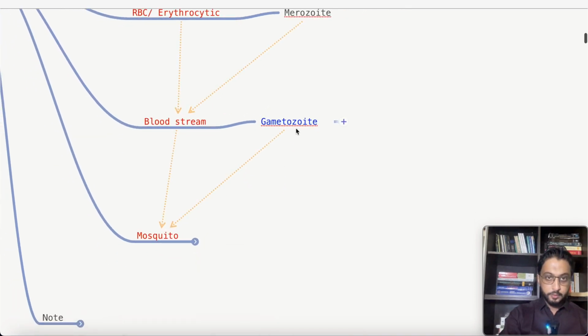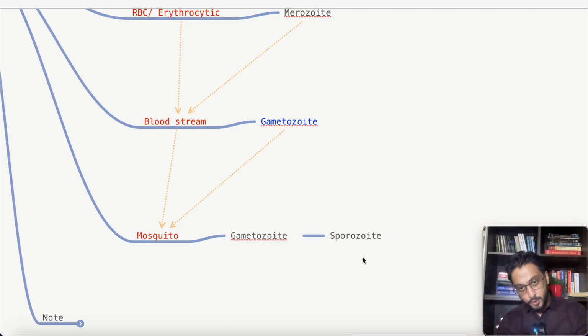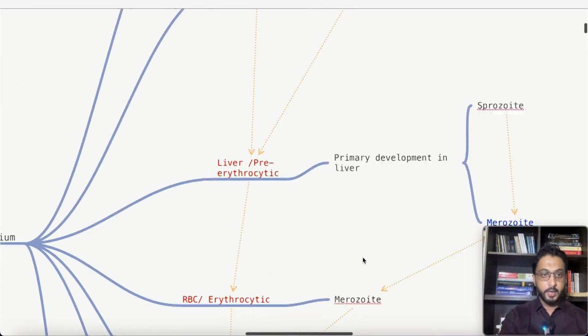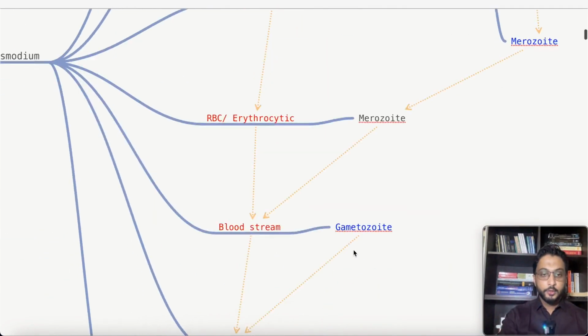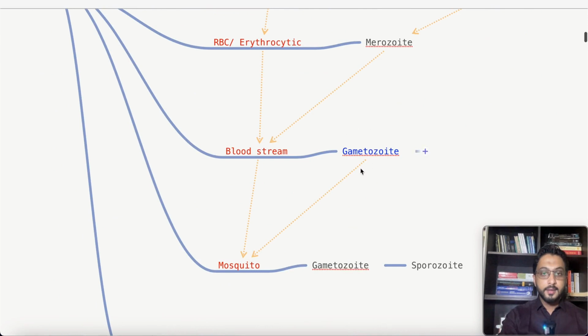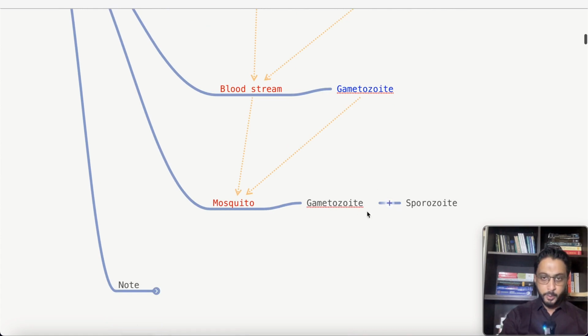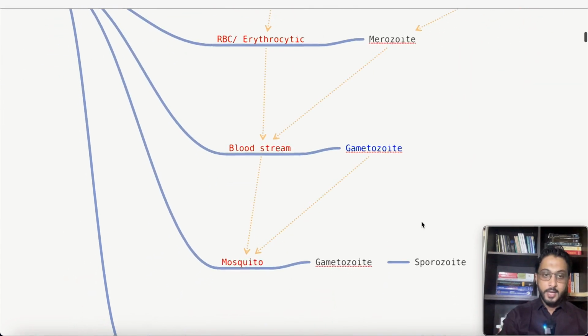Okay, now this gametocyte is being taken by the mosquito. The mosquito bites you, it takes this gametocyte, and this gametocyte then further becomes the sporozoite and the cycle continues. So this is where it all started, sporozoite. So if you can prevent this, or if you can kill this, it can prevent transmission, isn't it? It can prevent the transmission to the next person. You're killing it here. Because then the mosquito cannot take this gametocyte. Okay, so these are the phases.